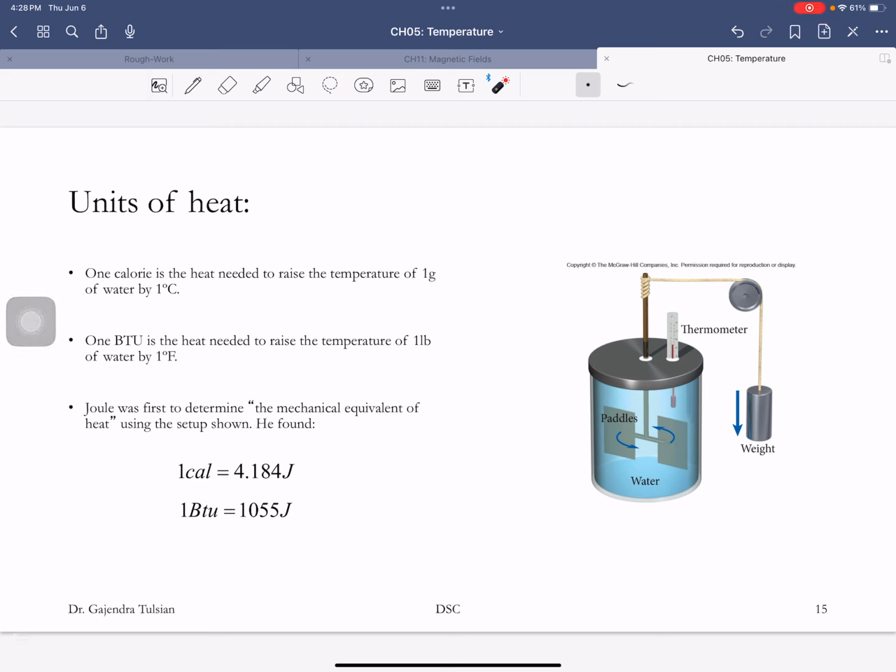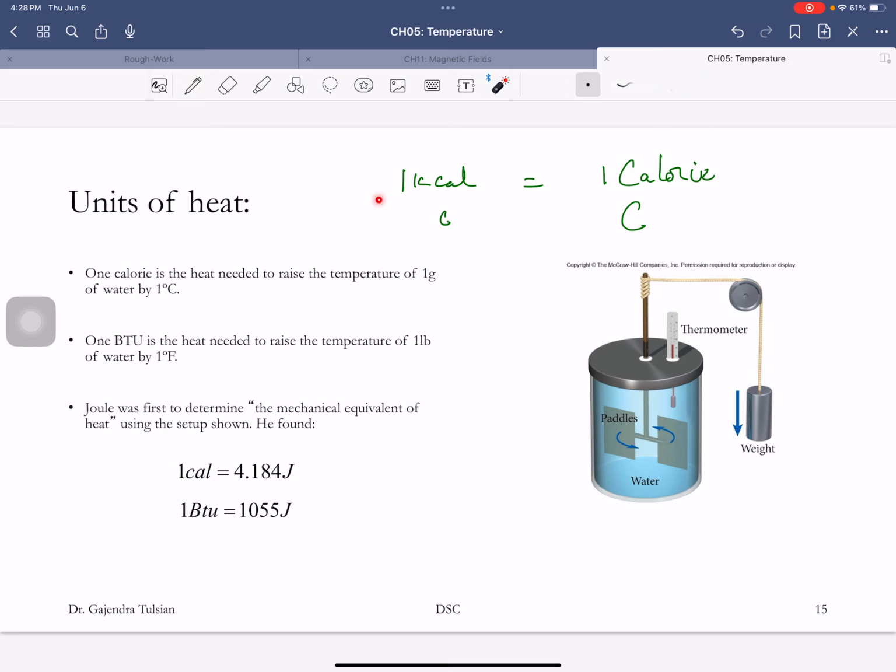So units of heat: the calorie is a unit of heat, and in SI units, joules are the unit of energy. Remember, heat is a form of energy. And 1 calorie is the heat needed to raise the temperature of 1 gram of water by 1 degree Celsius. Okay, so that's how you define a calorie. And a kilocalorie, 1,000 calories, is 1 food calorie. This calorie is written with a small c, the food calorie is written with a big C.